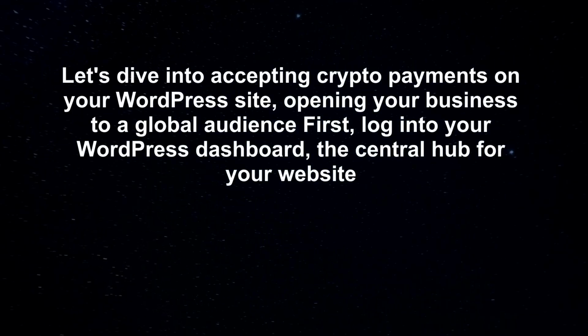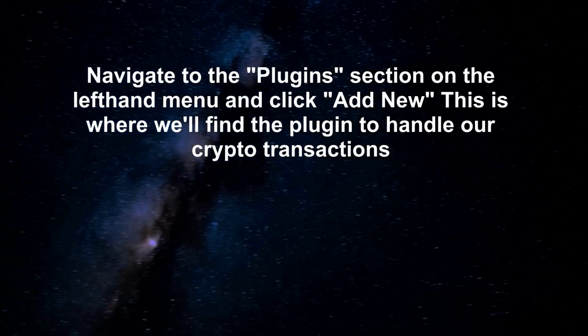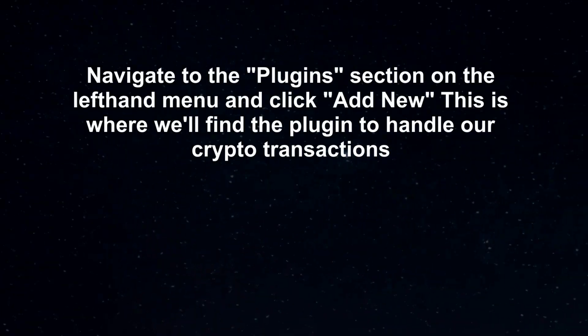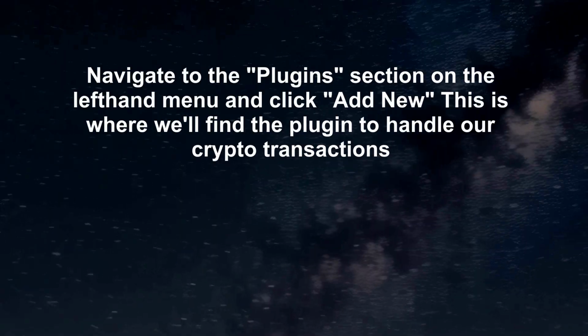Log into your WordPress dashboard, the central hub for your website. Navigate to the plugins section on the left-hand menu and click Add New. This is where we'll find a plugin to handle our crypto transactions.